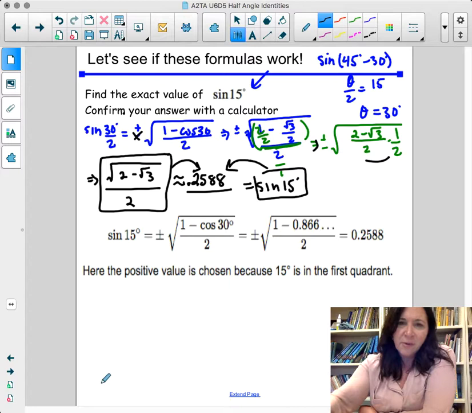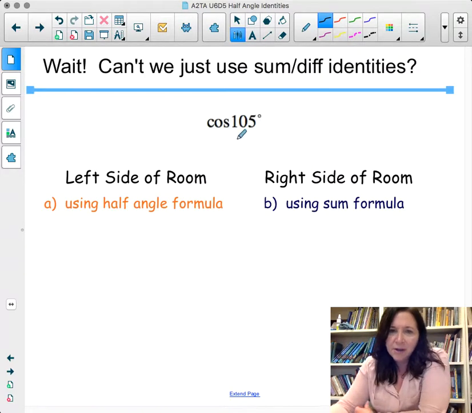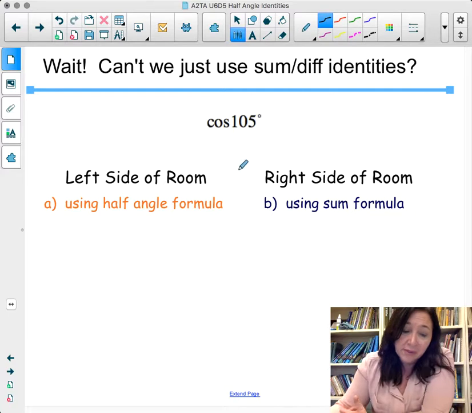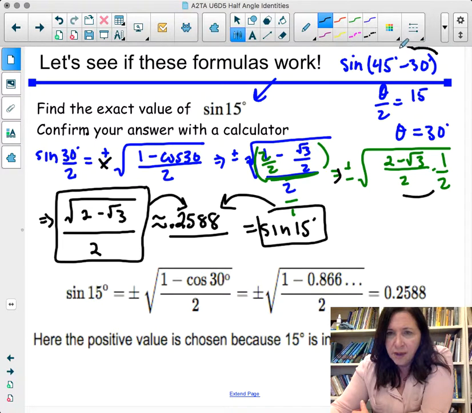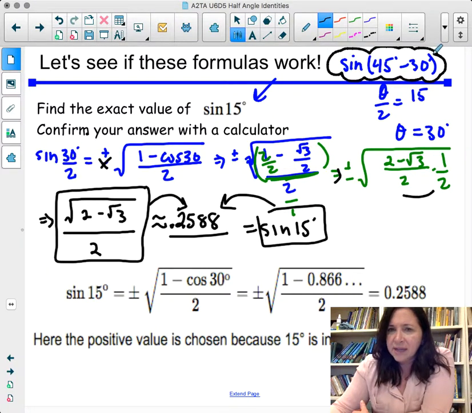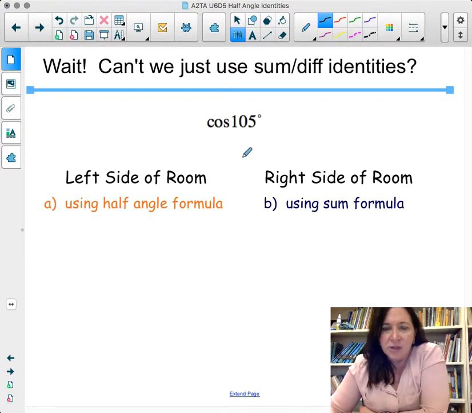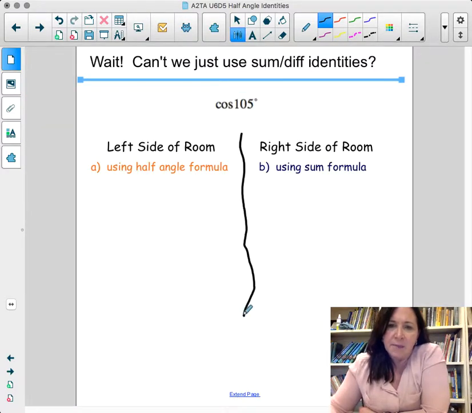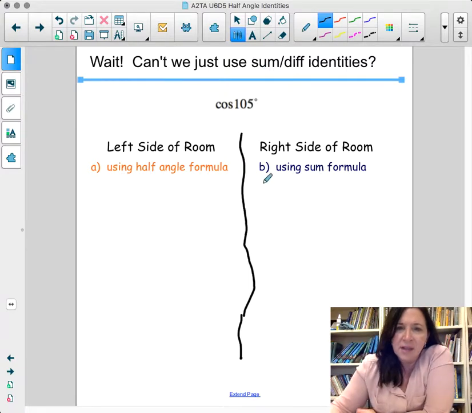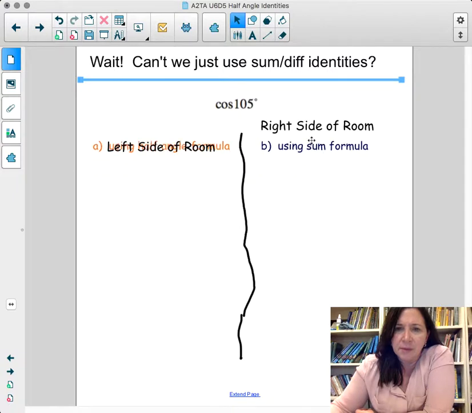Okay, so the next one that we're going to do is to find cosine of 105 degrees. Now, remember how on the previous problem, instead of using a half angle formula, we could have used a sum or difference formula. Well, here we're actually going to do that. So we're going to do this two different ways. Using a sum or difference formula for this, let me move this up a little bit.